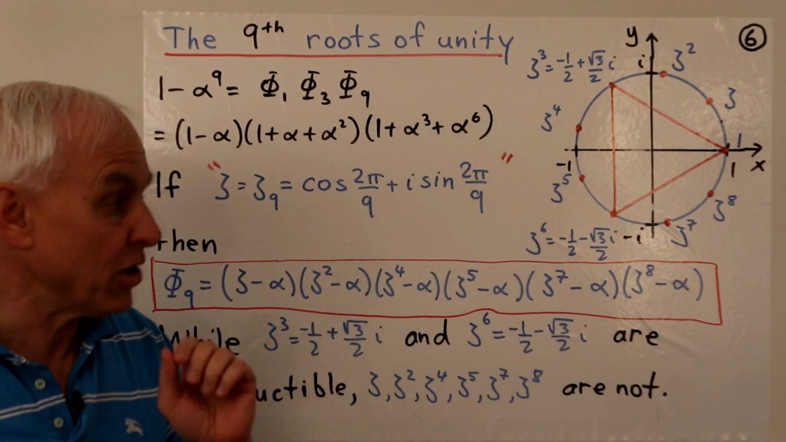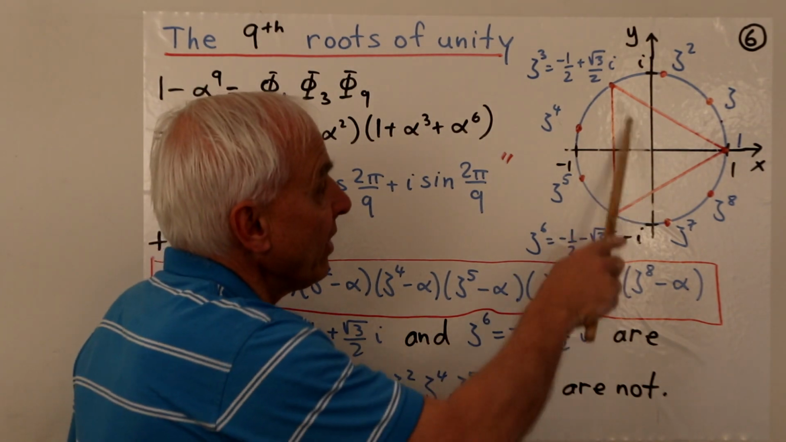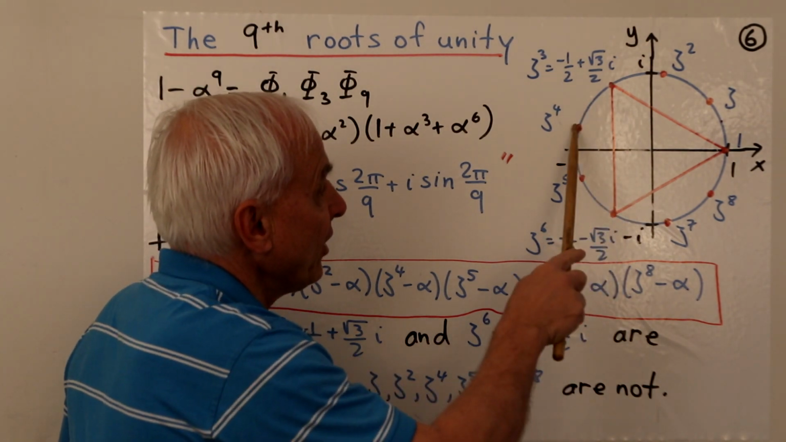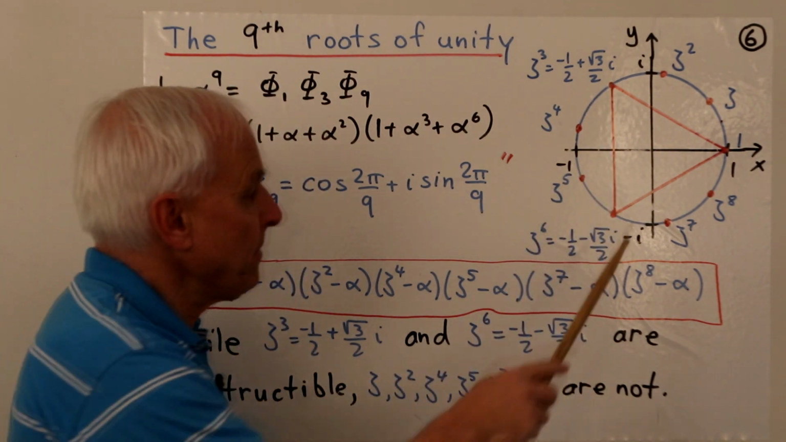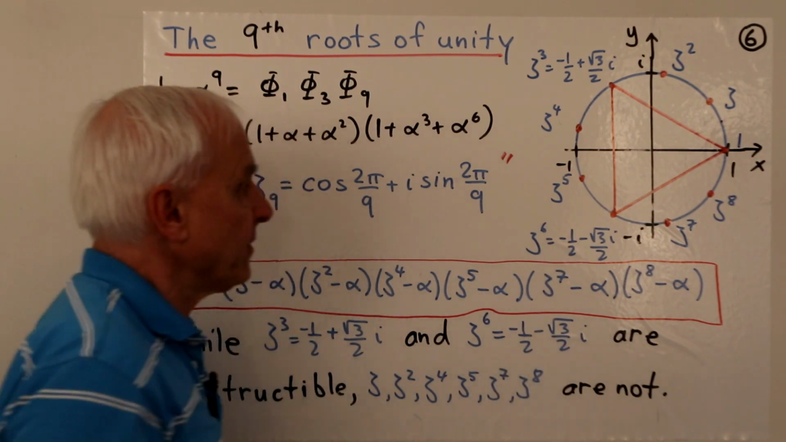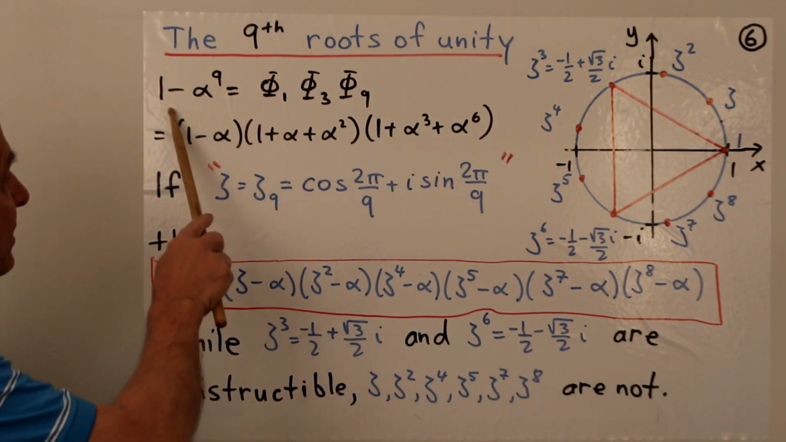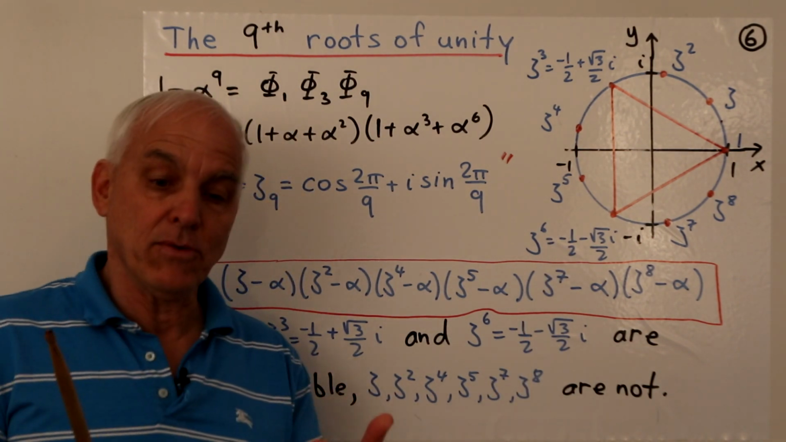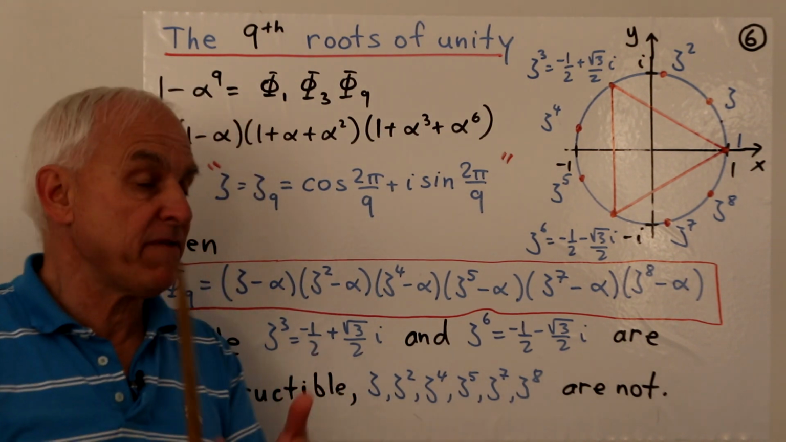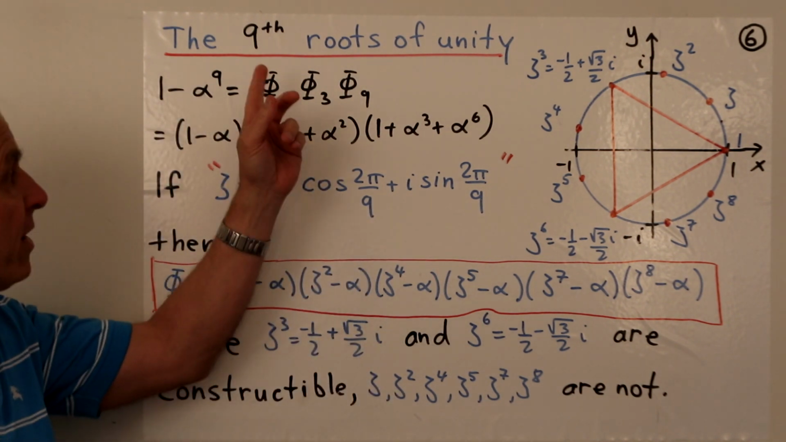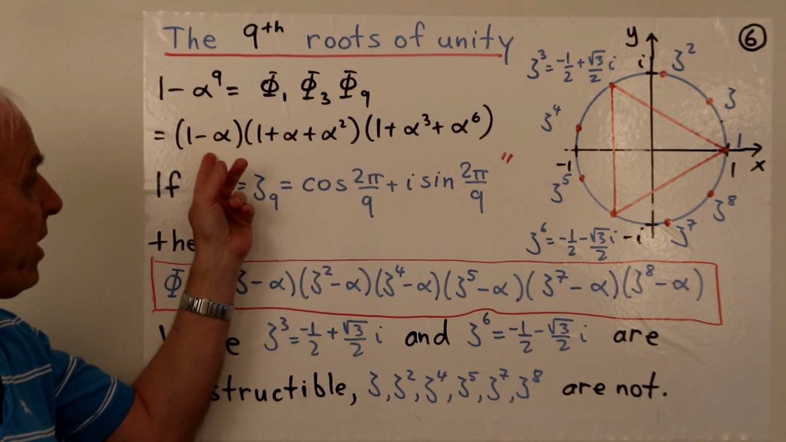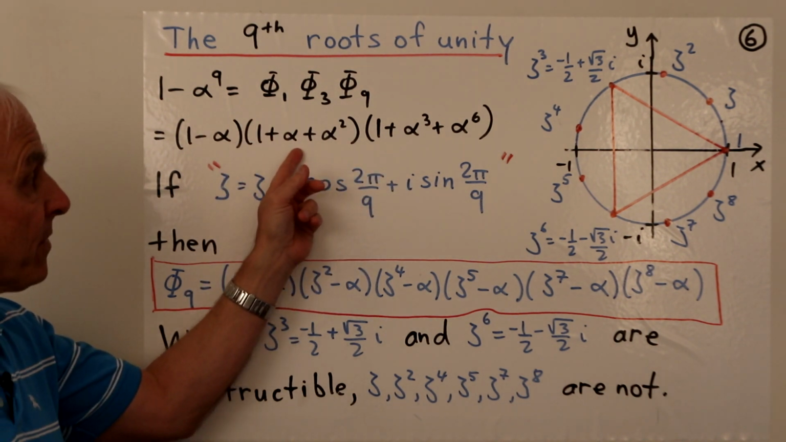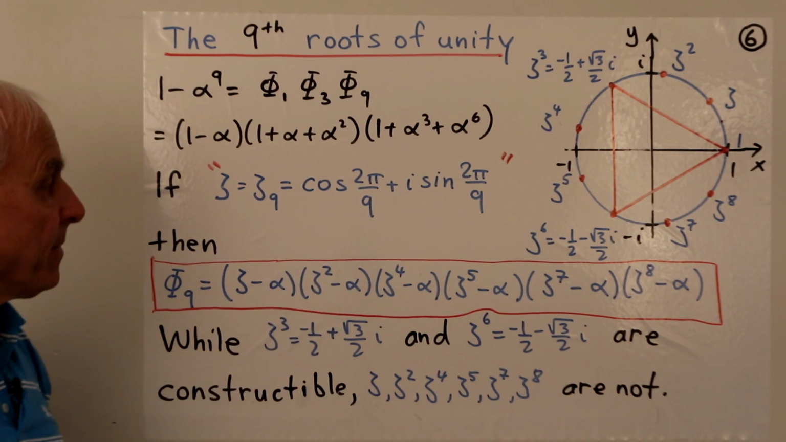It's actually a cubed root of unity because it's at 120 degrees. And then there's zeta to the 4th, zeta to the 5th, zeta to the 6th. There's the other cubed root of unity, zeta to the 7, and zeta to the 8. When we look at 1 minus alpha to the 9, its decomposition into factors is phi sub 1, phi sub 3, phi sub 9. And here they are. There's phi sub 1, there's phi sub 3, there's phi sub 9.